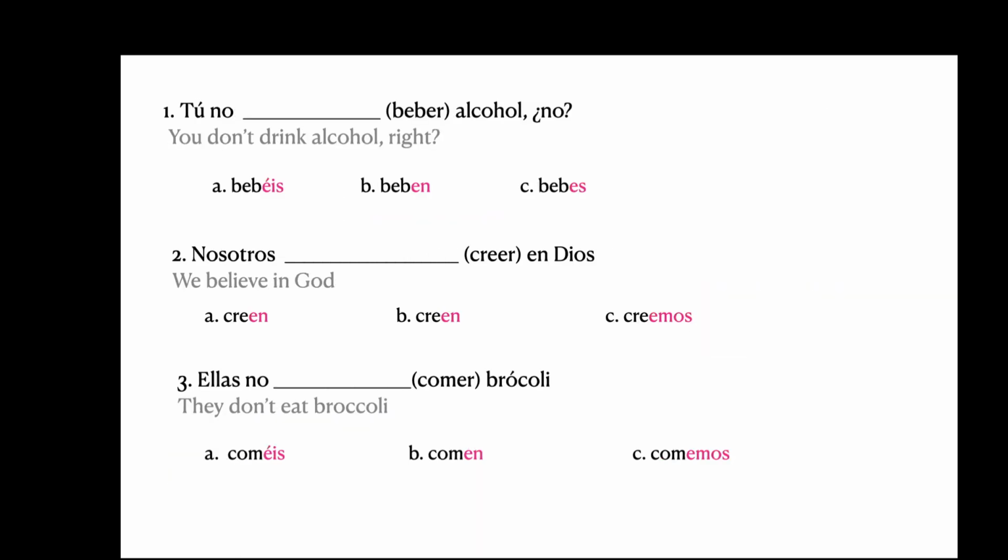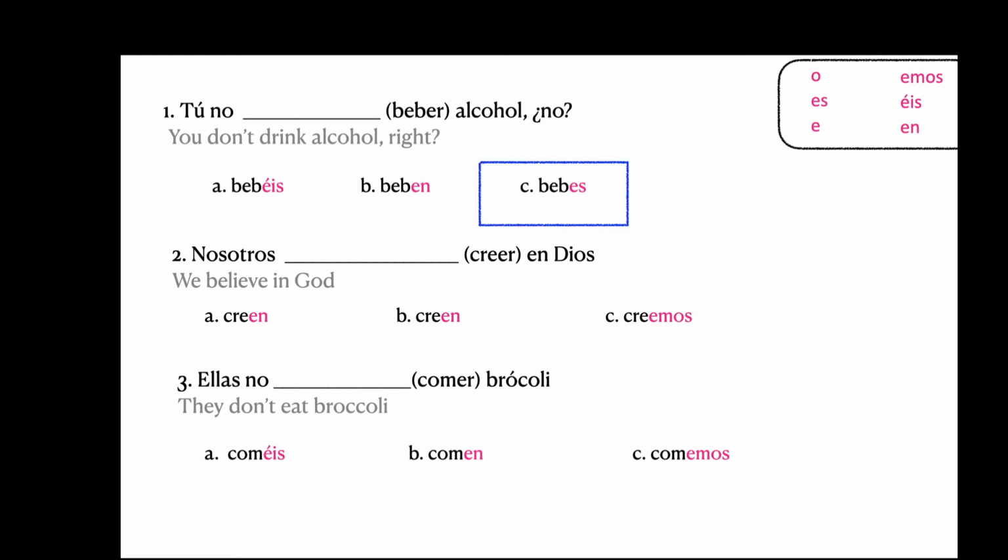Three more examples. Número 1. Tú no beber alcohol, ¿no? Tú no bebes alcohol. Número 2. Nosotros creer en Dios. Nosotros creemos en Dios. Ellas no comer brócoli. Ellas no comen brócoli.